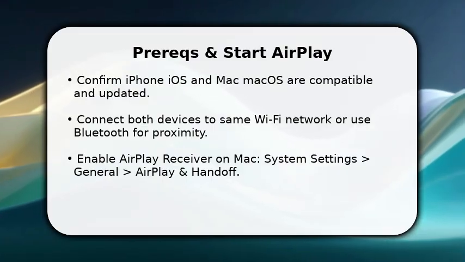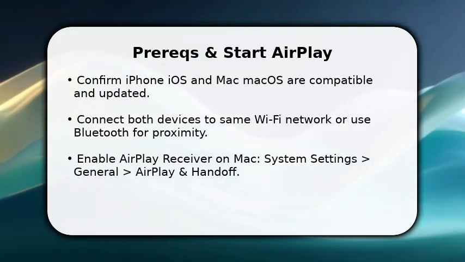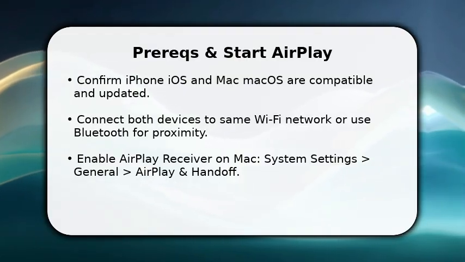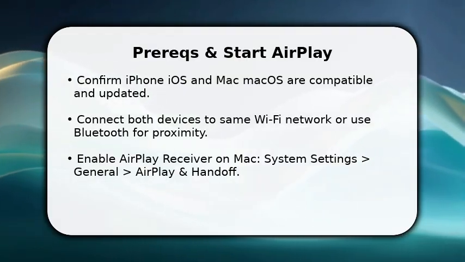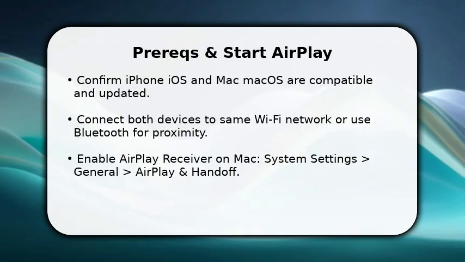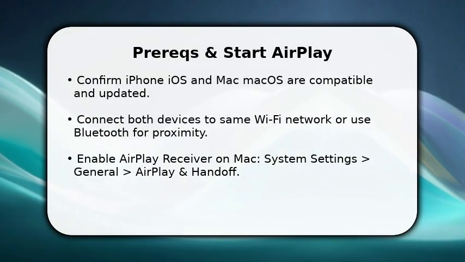You begin by verifying the essentials so streaming works smoothly. Make sure your iPhone and Mac run compatible, updated OS versions, and join the same Wi-Fi. Once done, enable AirPlay Receiver on the Mac from System Settings, General, AirPlay and Handoff, so the Mac can accept streams. Now return to your iPhone and open Control Center.